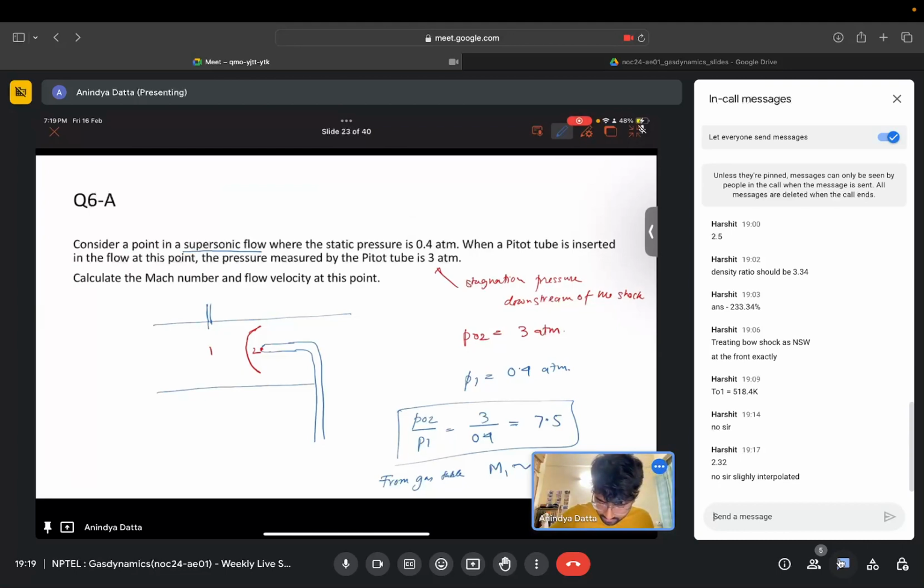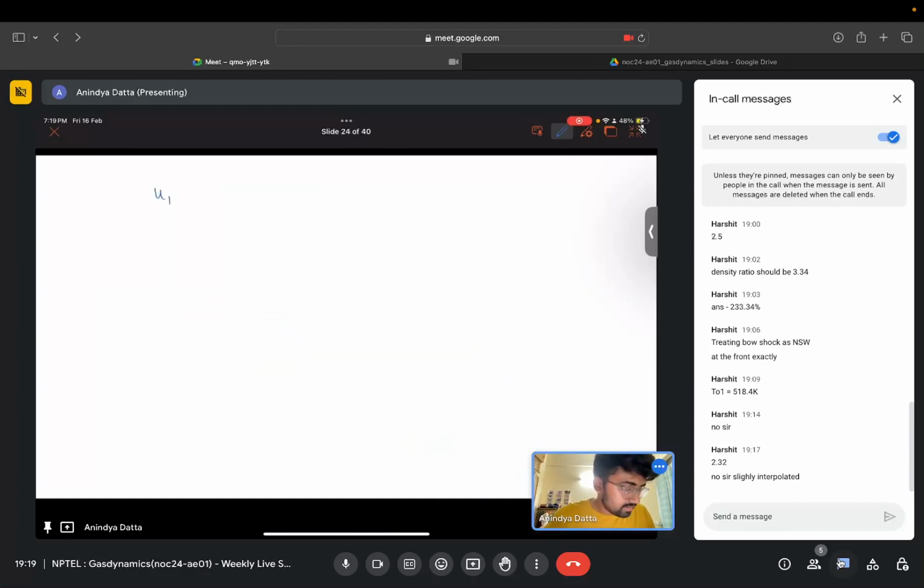So we have been asked to also find out the flow velocity. In the problem temperature is not given, so let me just mention the static temperature in the flow be 300 Kelvin. If that's the case, the velocity u1 will be equal to 2.335 into square root of gamma RT. So this will give the value of u1. Is this clear?